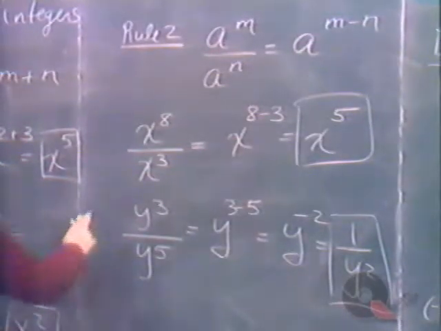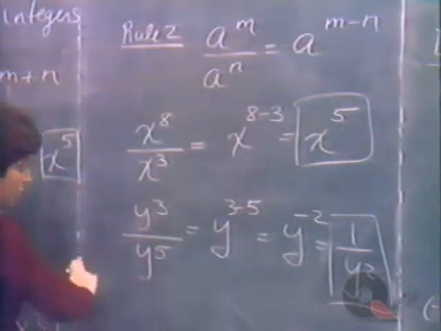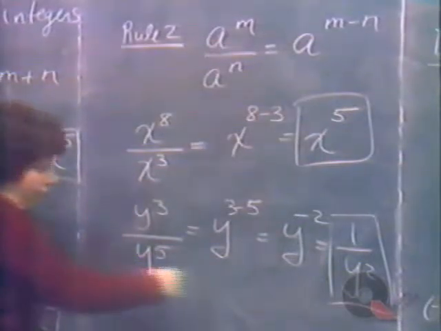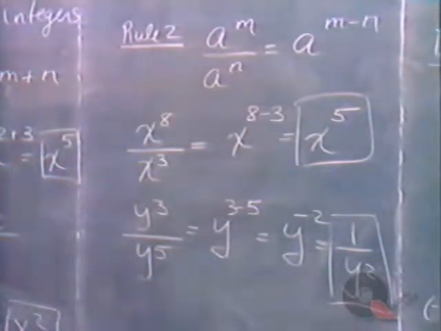And of course, this is y times y times y over y written as a factor 5 times. And if you cancel, you would wind up with y as a factor twice in the denominator.